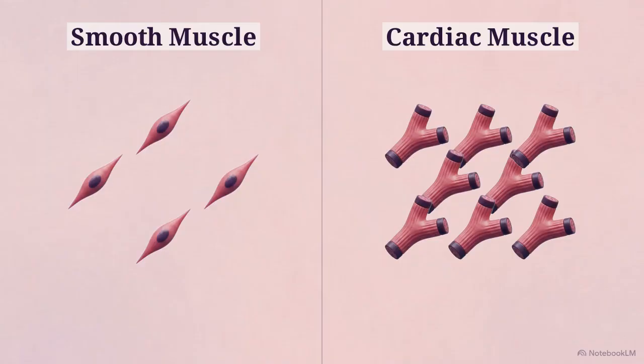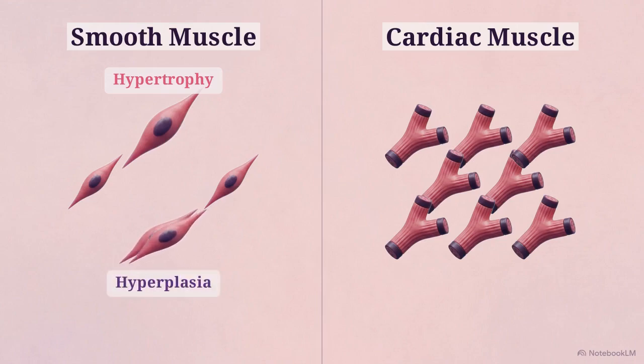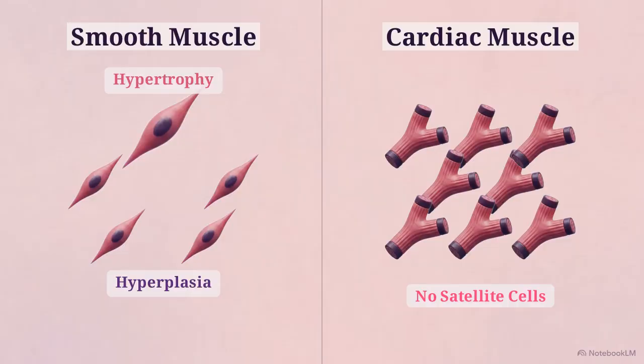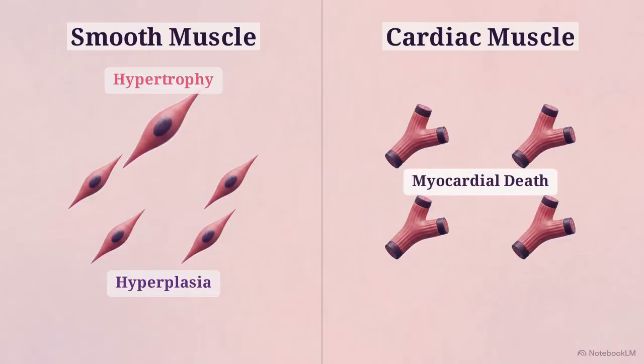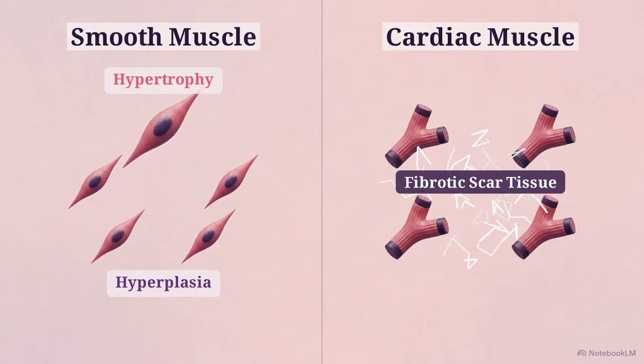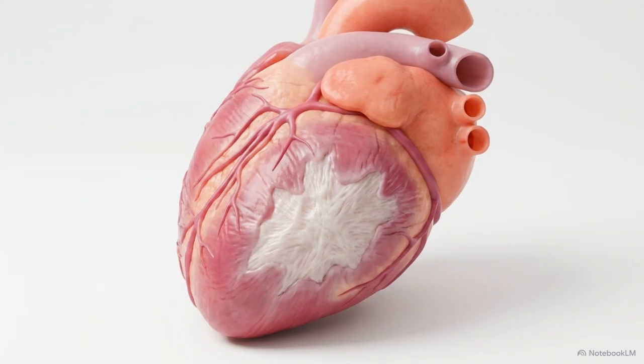Smooth muscle retains a much higher capacity for regeneration. It grows through both hypertrophy, an increase in cell size, and hyperplasia, the production of new cells via mitosis. Cardiac muscle is the most vulnerable, as it lacks satellite cells. Dead myocardial tissue cannot be replaced by new muscle. Instead, it is repaired through the formation of non-contractile fibrotic scar tissue. This permanent loss of functional architecture is the defining characteristic of progressive cardiac disease.